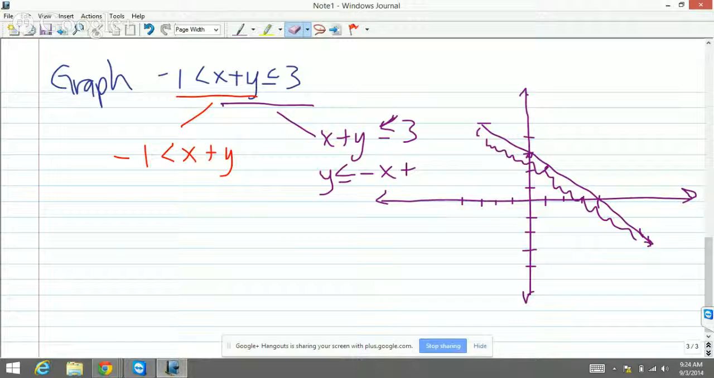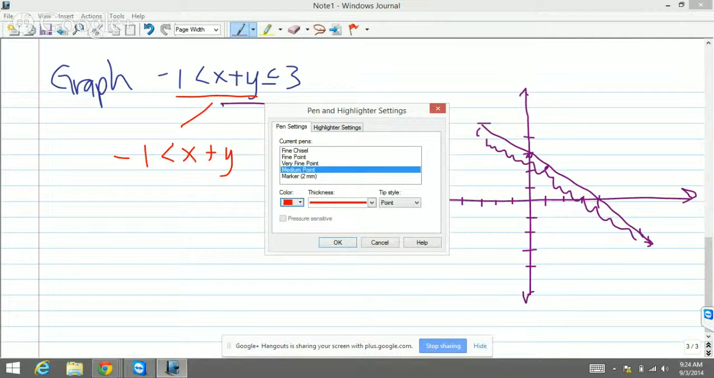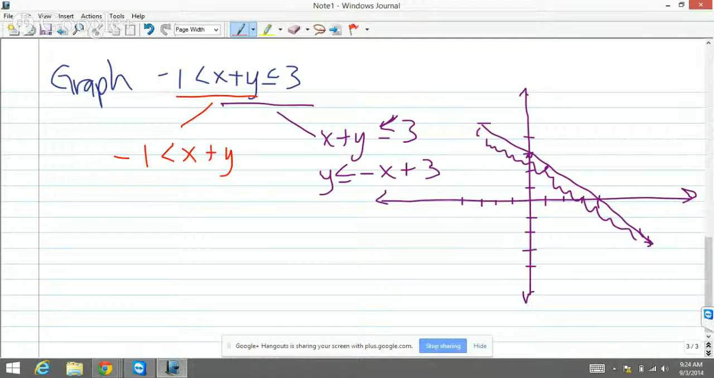So, -1, it's a point, -1. What's the y-intercept? Use your math language. And what's the slope? Go up 1. What's our slope? -1. So where do I go? Up 1 over 1 or down 1? Down 1, over 1. Okay, solid or dashed? Dashed. Shade above or below? You shade above.